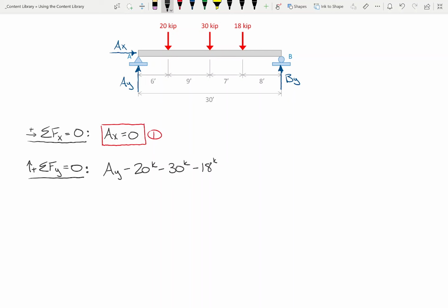And then plus BY, and that sum must be equal to 0. So therefore, AY plus BY equals 20 plus 30 plus 18, so 68 kips.